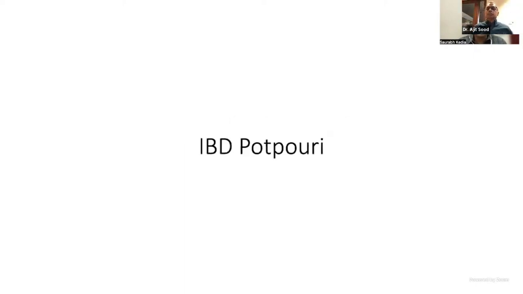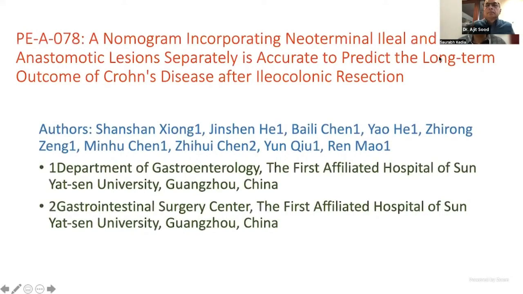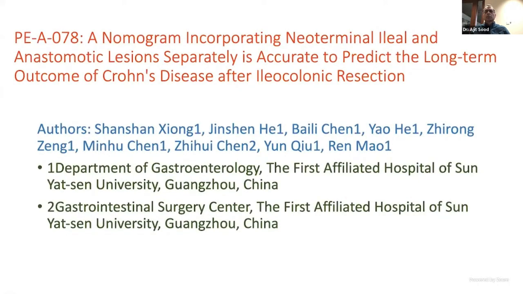So I'll start off with the IBD part, and the first abstract was related to post-operative recurrence of Crohn's disease. This was titled a nomogram incorporating neoterminal ileal and anastomotic lesions separately is accurate to predict the long-term outcome of Crohn's disease after ileocecal resection. This was from China.